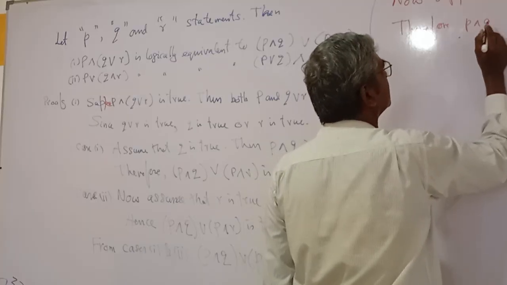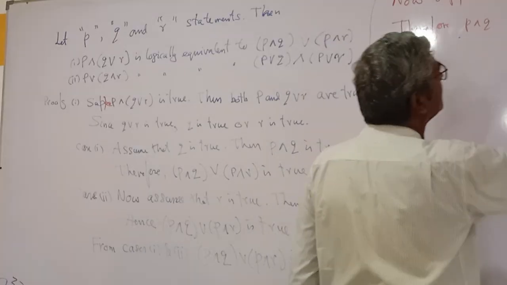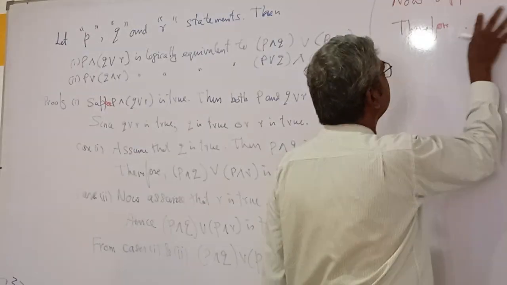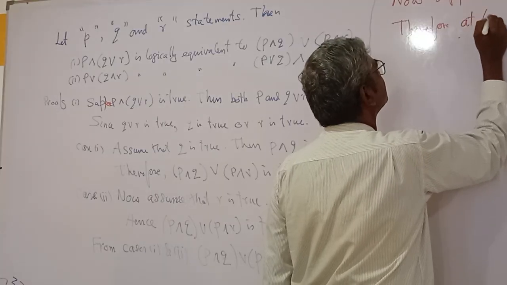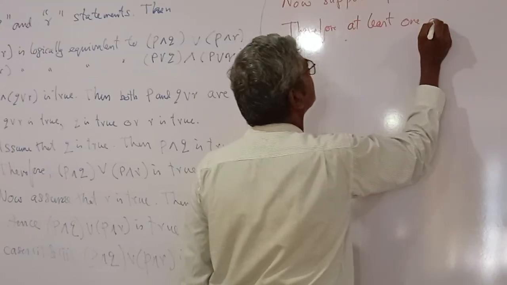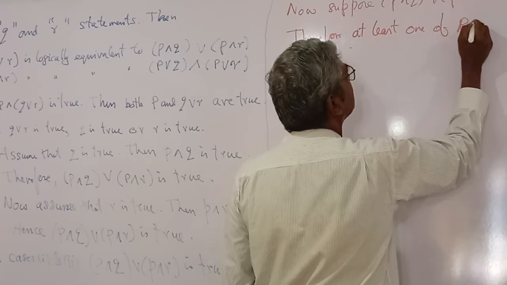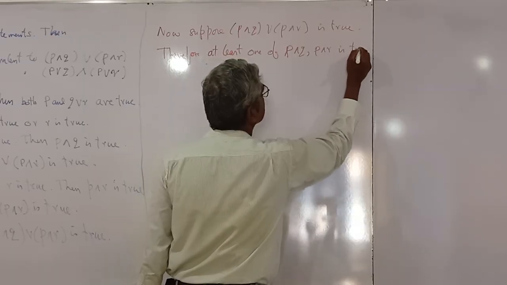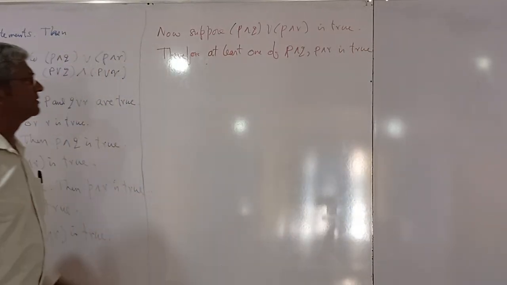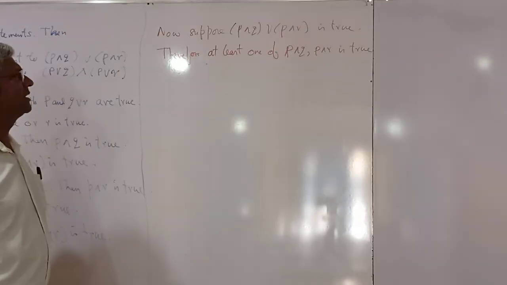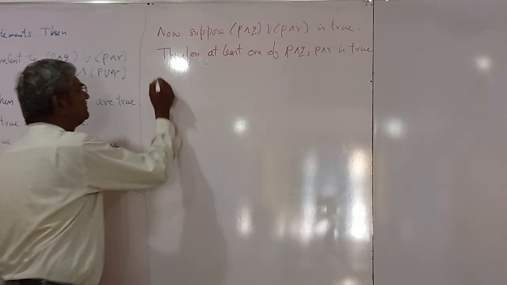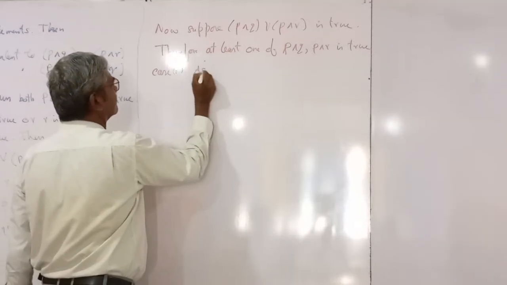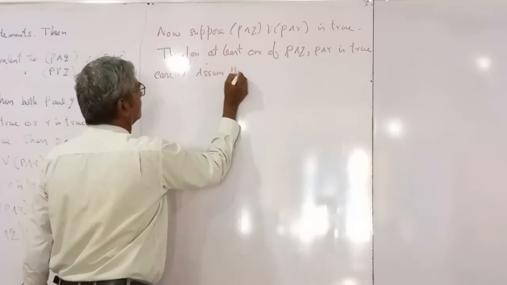or we want to say this one is true or that one is true. So we can say, therefore, at least one of P and Q, P and R is true. At least one of them is true. Then case 1. Assume that P and Q is true.